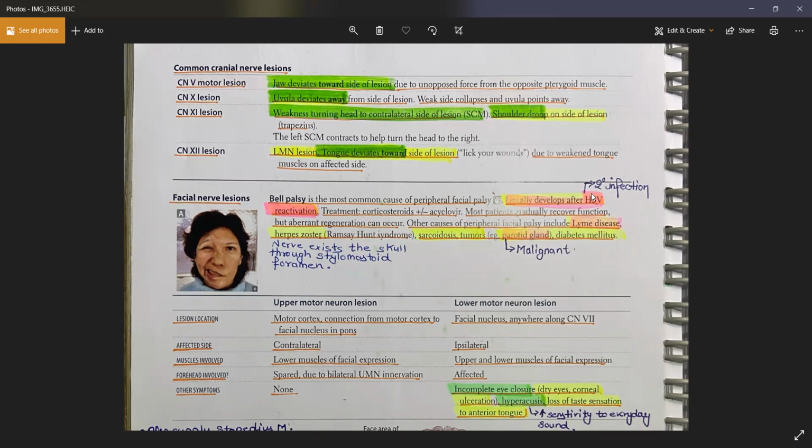Herpes virus, this reactivation syndrome can cause it. Sarcoidosis can cause it. Tumors can cause it. And if you guys remember about the parotid gland, whenever you have a malignant tumor of the parotid gland, it can also involve the facial nerve, right? It will compress the facial nerve, and that causes the facial nerve palsy, the Bell's palsy, right? So these are the causes which can cause the unilateral loss of all these muscles.